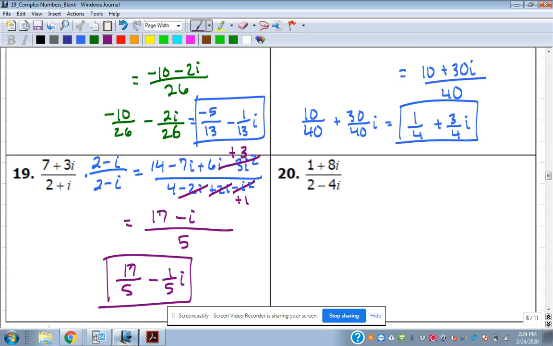Number 20 is no different. The complex conjugate is what? 2 plus 4i. Do your multiplication. We're not going to work it yet. We've done enough of those. All right. Next.